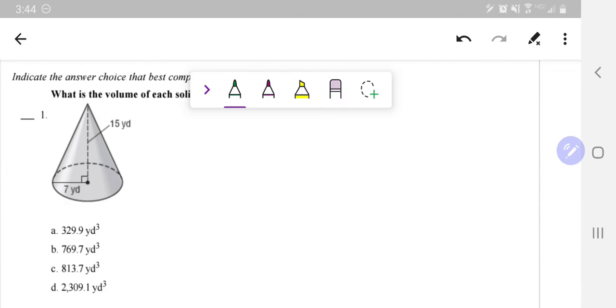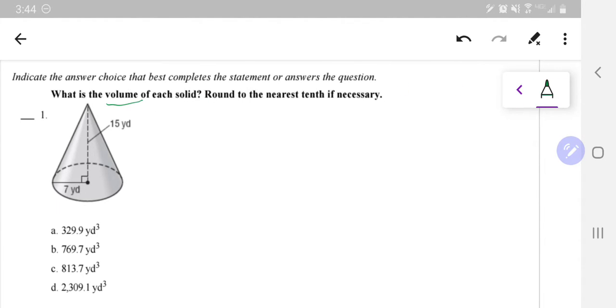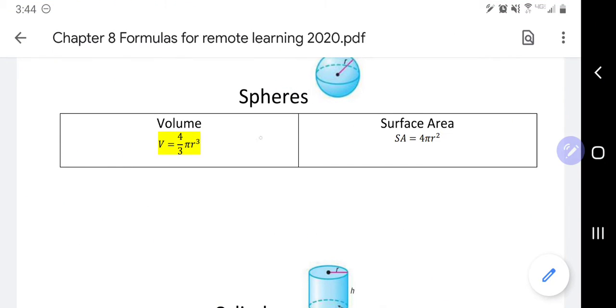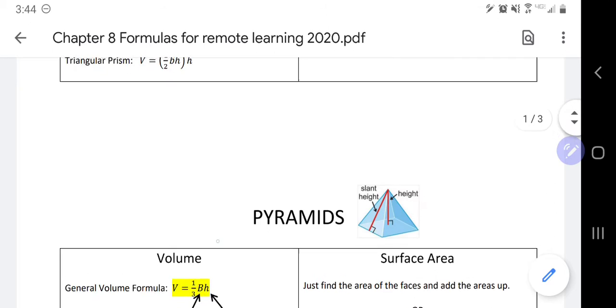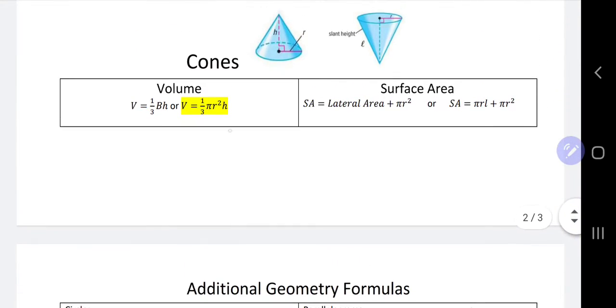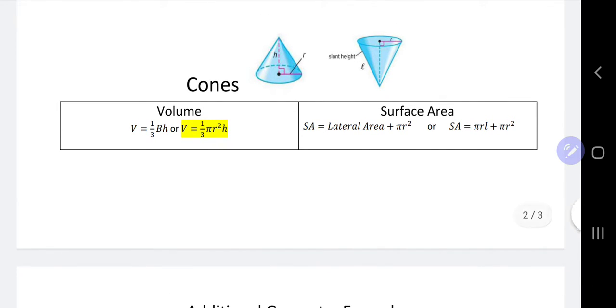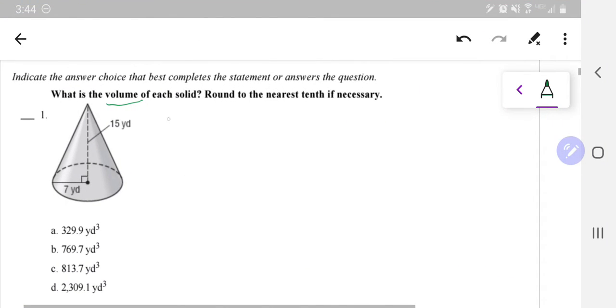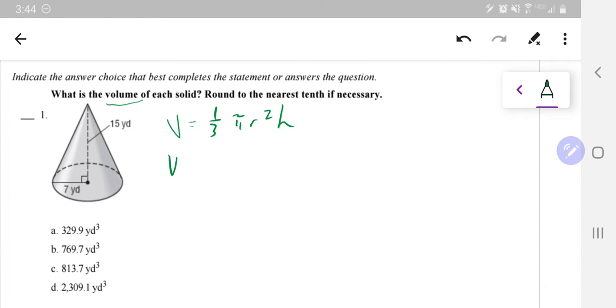So first one, we are going to look at the volume of each solid. This first one is the volume of a cone. Now I have the reference sheet available to me, and I'm going to find cone, and I see in the left column it lists volume. Volume is 1/3 pi r squared h, so I'm going to write that down. Volume equals 1/3 pi r squared h, and I need to find my values.